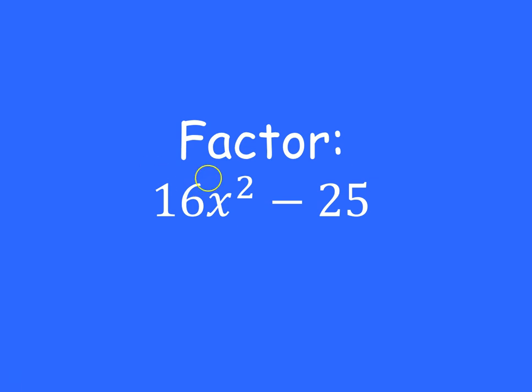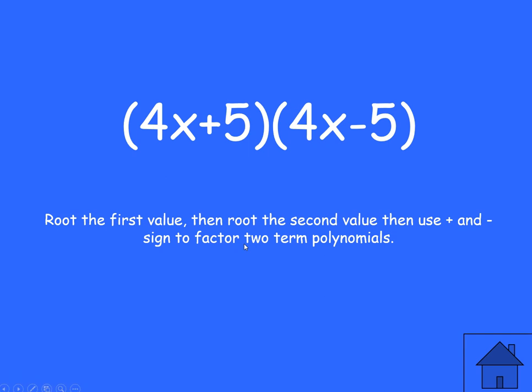Okay, let's see how you did. Check the answer here. Hopefully you had a chance to do it. Correct answer is 4x plus 5 and 4x minus 5. So don't forget, when you have a two-term polynomial, just square root both the values and then use a plus and a minus.